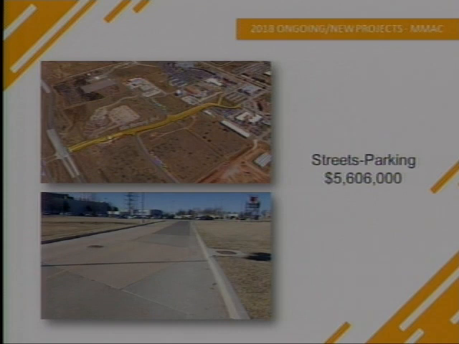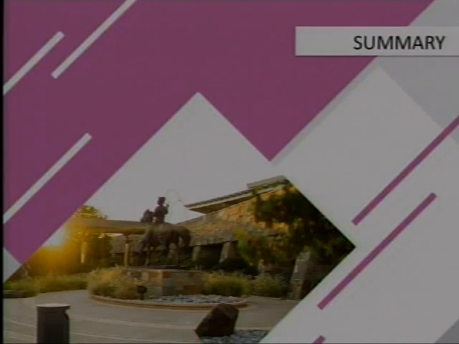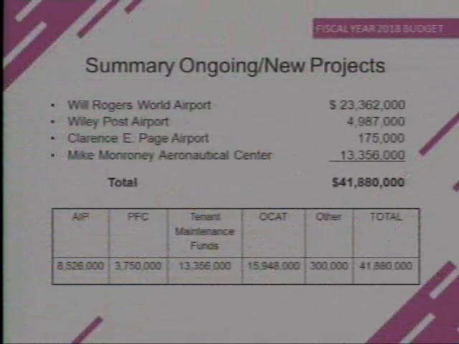And looking at the summary of our ongoing and new projects, you can see that we divide the capital projects up by airport, but we always carve out Mike Monroney because it's a significant line of business for us. And again, you see the capital outlay of $41,880,000.